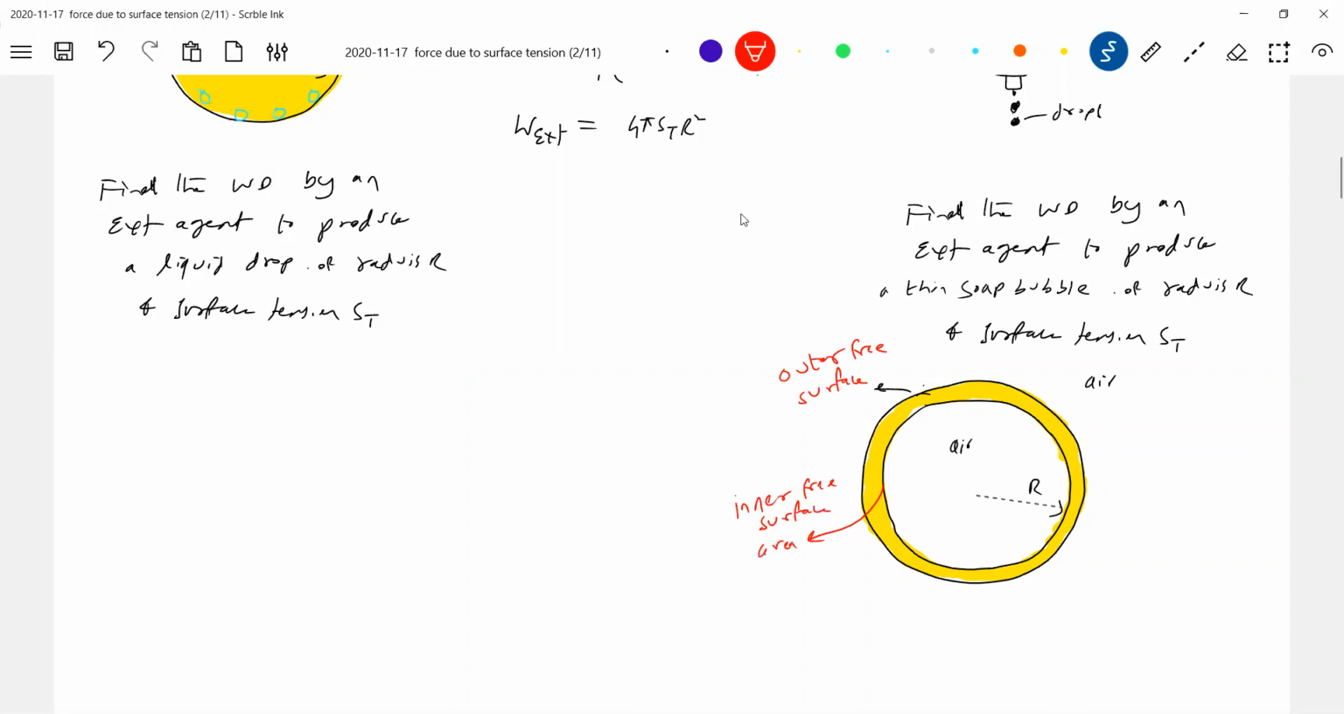Tell me, what is the work done by the external agent? Work done by the external agent should be equal to surface tension into change in area. How many areas should he construct? Two areas, 2 into. Now why 2? Both inner and outer surface area. So this will become 8 pi ST r square.